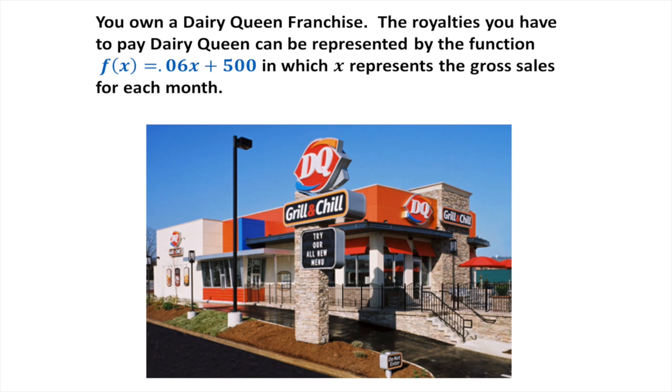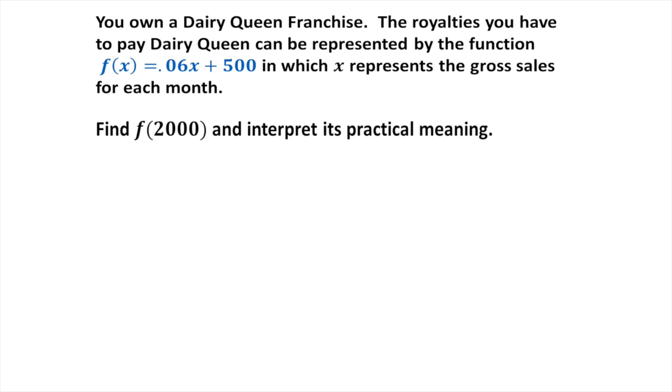This is a real life scenario. Okay, you own the Dairy Queen. The royalties that you have to pay Dairy Queen are represented by this function. x is the gross sales for each month. So you've got to pay them $500 plus 6% of the sales. That's how Dairy Queen earns their money. Okay, so what we want to do now is find f of 2,000 and interpret its practical meaning. So you've got to know what this 2,000 means, and then actually how to calculate it.